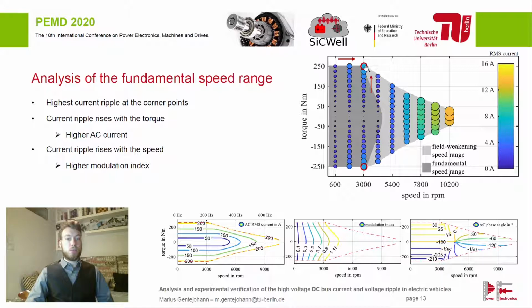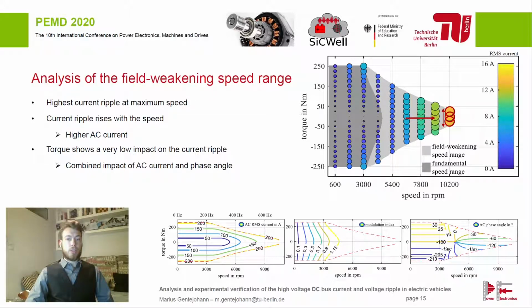For a higher torque, a higher AC current is required, which leads to a higher DC bus current ripple. At maximum torque, the current ripple rises with the speed. This can be explained with the higher modulation index involved.